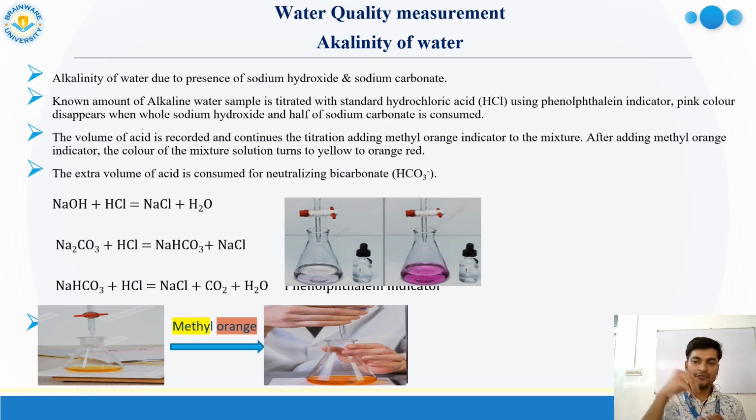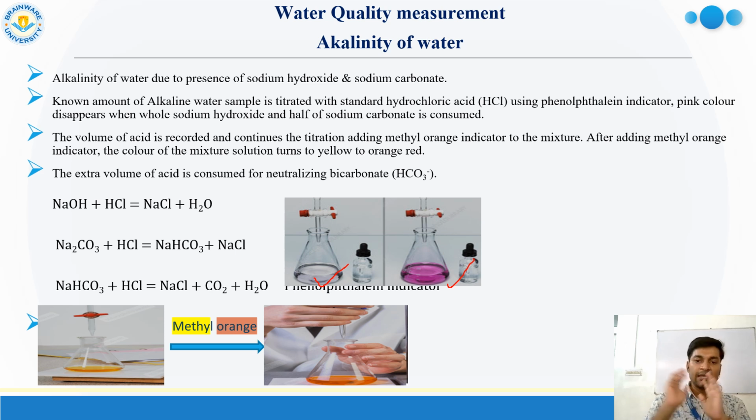When we add phenolphthalein, it is pink in color, as already given here. And when we start titrating this solution with standard HCl solution, a particular time will come when it is converted from pink to colorless, with the presence of the indicator phenolphthalein. Now, what is happening? If you look at the reactions, when we are adding HCl using phenolphthalein, the whole sodium hydroxide and half of the sodium carbonate is neutralized during this phenolphthalein indicator titration process.